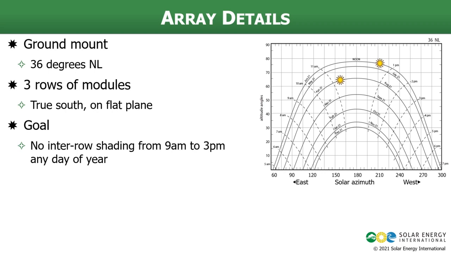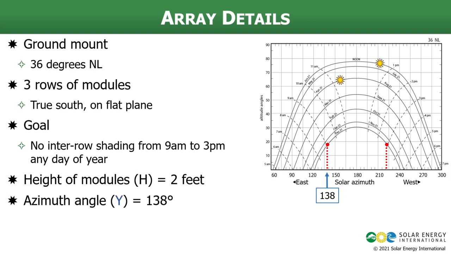Our goal is to have no in-a-row shading from 9 a.m. to 3 p.m. any day of the year. We're going to say that's our solar window of 6 hours, right? 9 a.m. to 3 p.m. A few more array details. The H, the height of the modules, is going to be 2 feet.